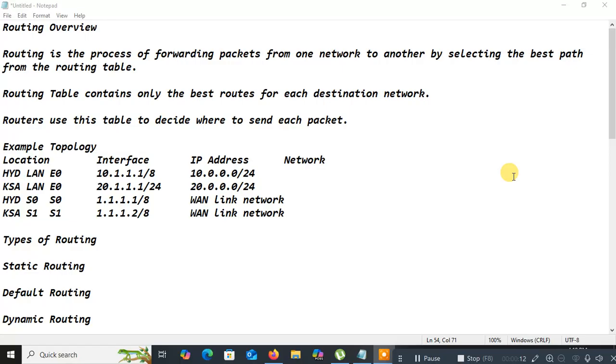In this video I am going to explain what is routing, what are the types of routing, and what are the things we need to do on the routers. Okay, first we'll start with routing.